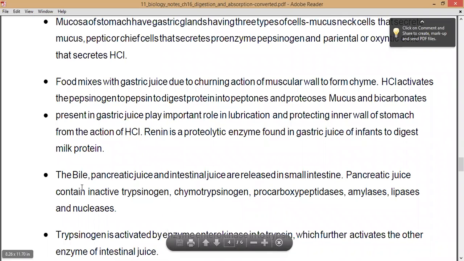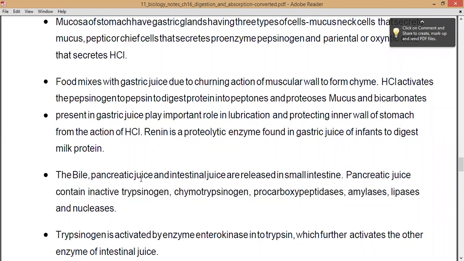Now, the bile, pancreatic juice and intestinal juice are released in the small intestine. Once the food has been partially digested in the stomach, up till now, in the oral cavity the salivary amylase acted upon the carbohydrates. Second, in the stomach, the pepsin enzyme was acting upon the proteins.